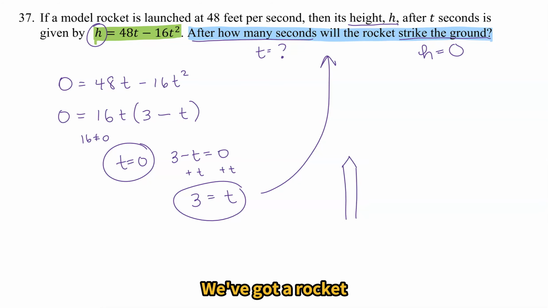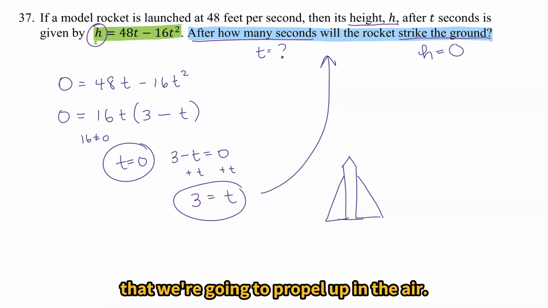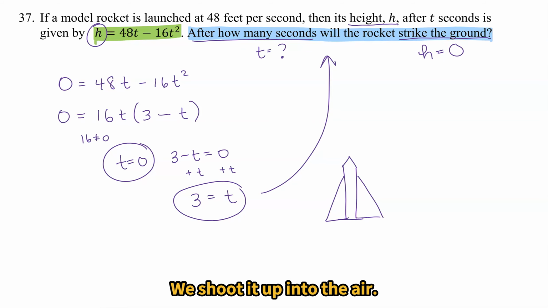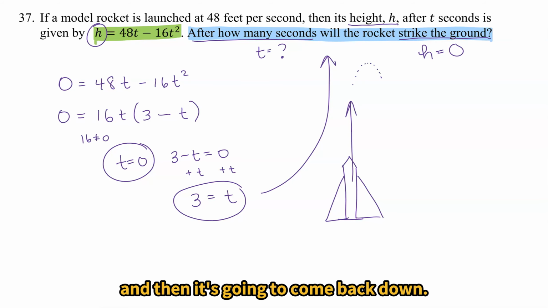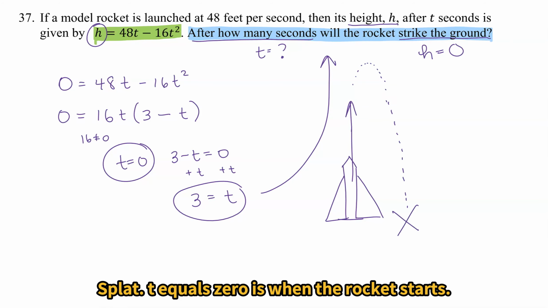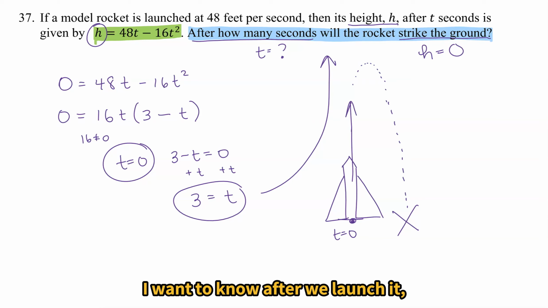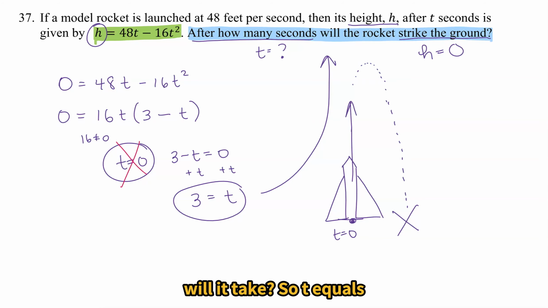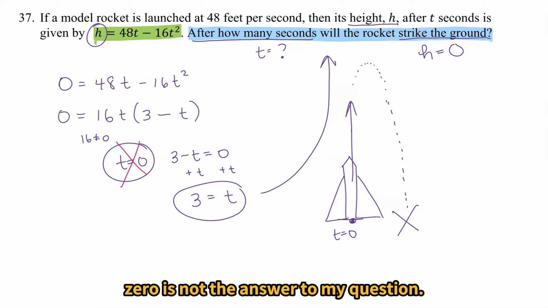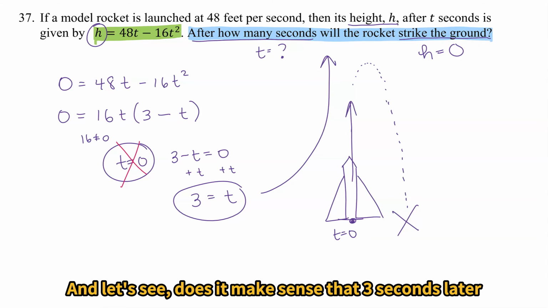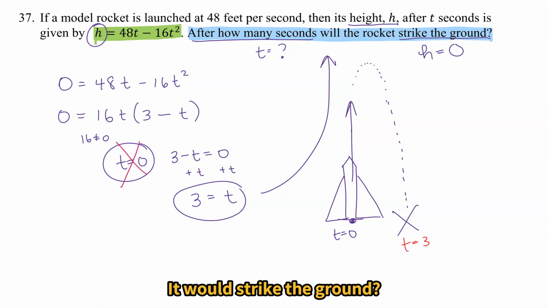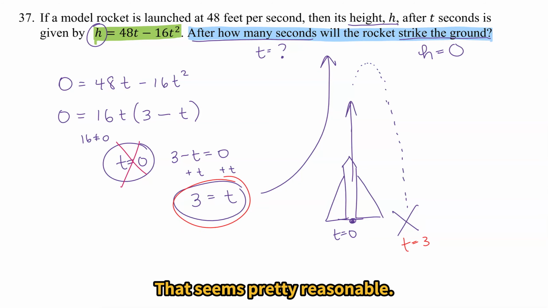We've got a rocket that we're going to propel up in the air. We shoot it up into the air, and it's going to go up, and then it's going to come back down. Splat. T equals 0 is when the rocket starts. I want to know after we launch it, how many seconds will it take? So t equals 0 is not the answer to my question. And let's see, does it make sense that 3 seconds later it would strike the ground? That seems pretty reasonable. So answering the question, after 3 seconds.